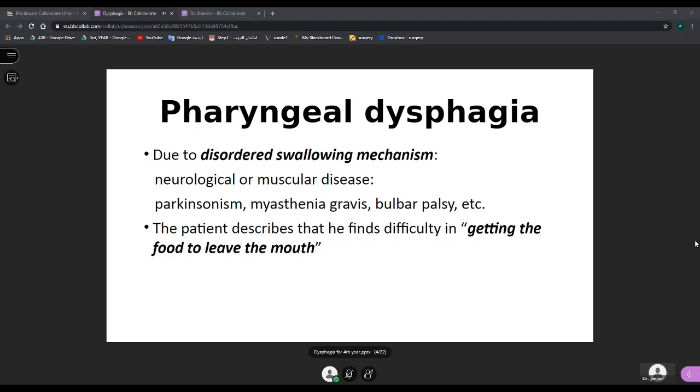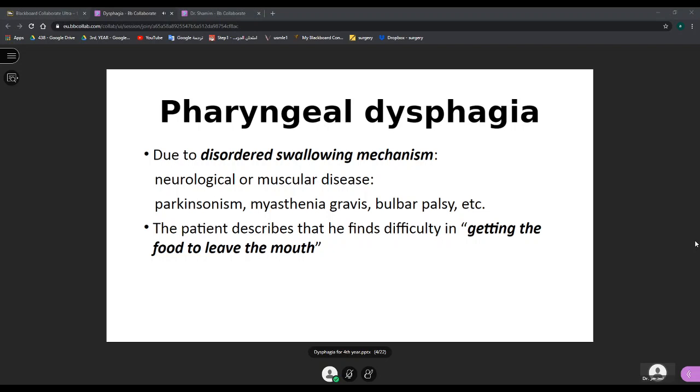In pharyngeal dysphagia, the basic disorder here is a problem in the swallowing reflex, or in the swallowing mechanism. The swallowing mechanism is abnormal. And characteristically, what do you get here? When the food arrives into the oropharynx, the cricopharyngeus muscle fails to relax, and that means what? That means the food now cannot pass from the oropharynx into the esophagus.